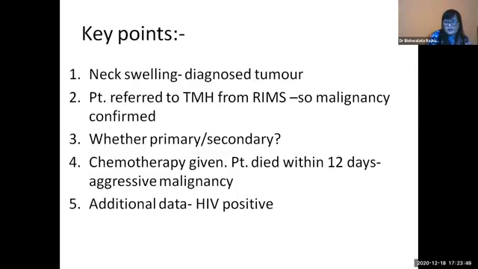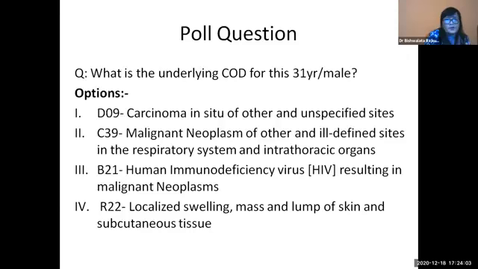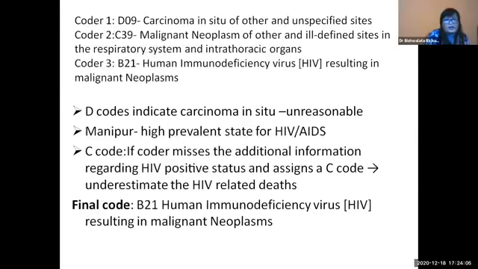One of the aggressive malignancies in HIV positive cases could be the B cell variant of non-Hodgkin's lymphoma, which usually presents as neck swelling also. So let's see what the codes were. The first coder had assigned D09, carcinoma in situ, which is unreasonable because this cannot lead directly to death. The lesion has to progress to malignancy for death to occur.